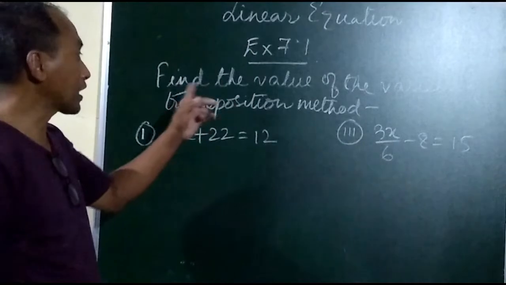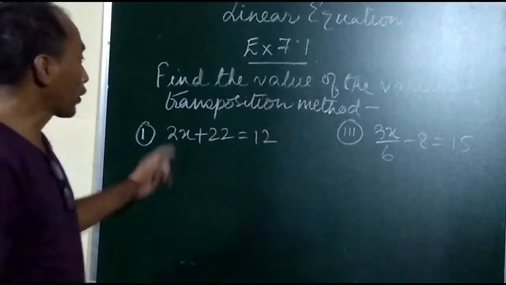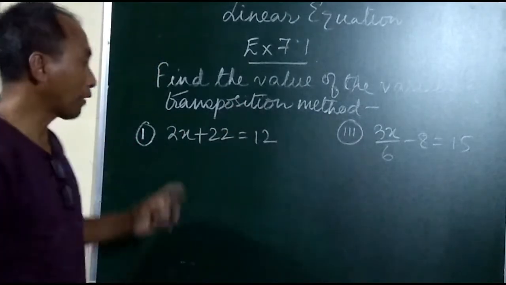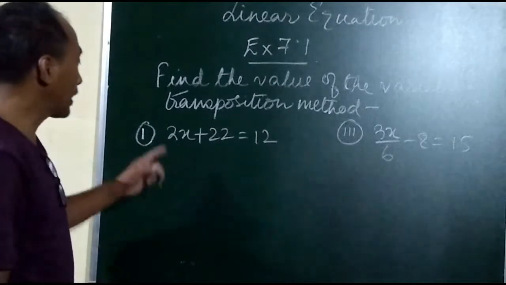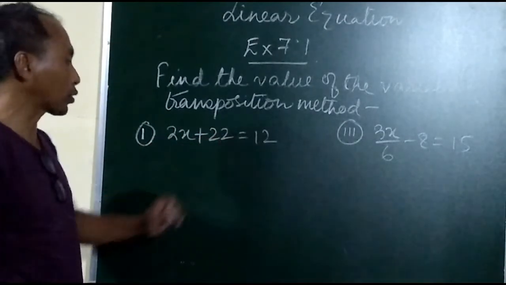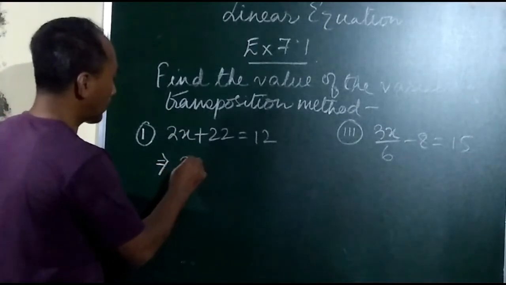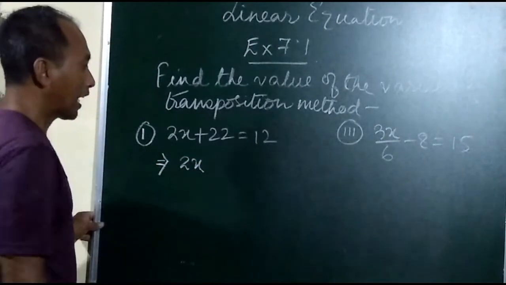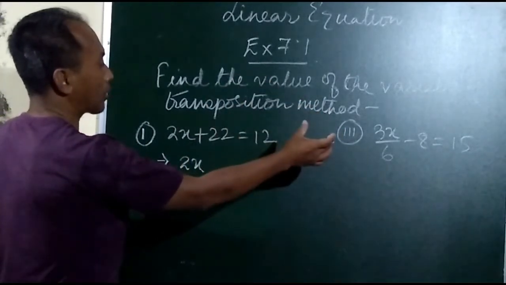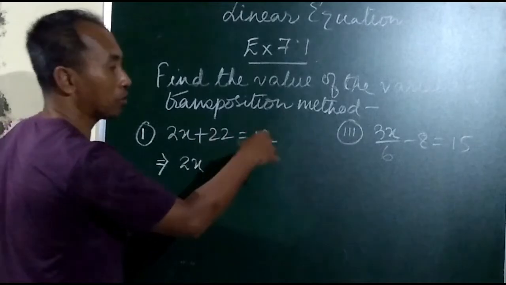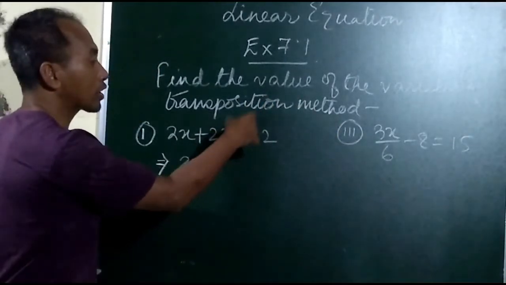So the next question is to find the value of the variable by the transposition method. For solving by the transposition method, I have taken two questions from your book, question number 1 and question number 3. So here 2x plus 22 equals 12. In the transposition method, we keep the variable on one side and we take the constant to the other side. So taking this constant to the other side, we know that the plus changes to minus. I repeat again, the plus changes to minus.